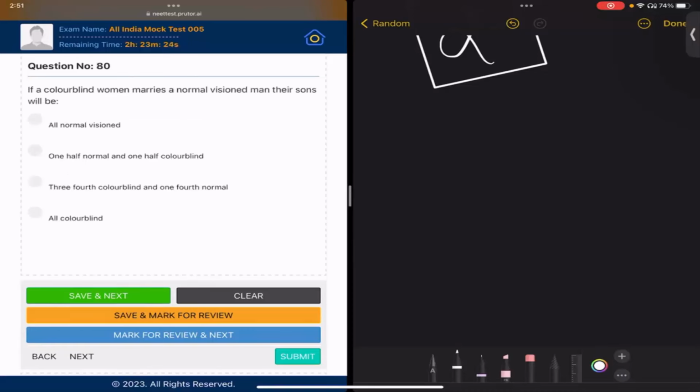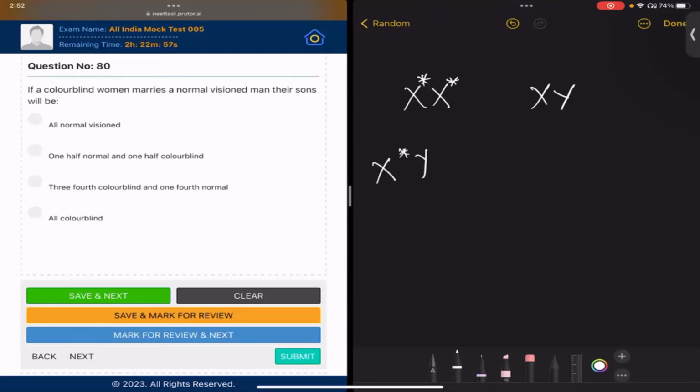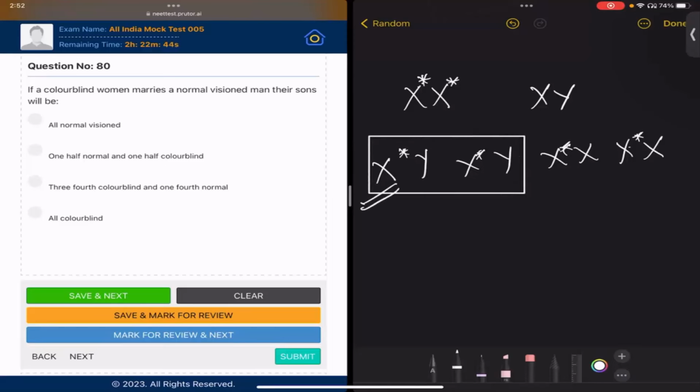If a colorblind woman marries a normal visioned man, then their sons would be, okay. So the man is normal, so XY normal man, and the woman is colorblind. Colorblind means she is affected on both of her X, and then the sons would be, so we can see we'll be having XY and XY and XX and XX. So all the sons are going to be affected, क्योंकि उनमें Y जो है वो obviously compensate नहीं कर सकता affected X के लिए, so all color blind.